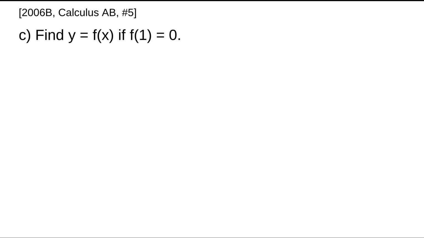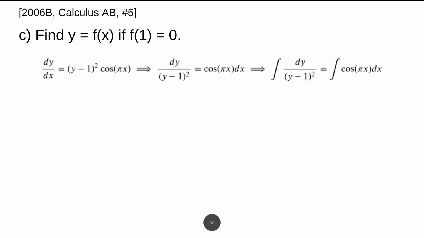In part C of this question, we are asked to find the particular solution y equals f of x using the initial condition that f of 1 is equal to 0. Using separation of variables here, as would be the expectation, dy dx equals (y minus 1) squared cosine pi x implies that dy over (y minus 1) squared is equal to cosine pi x dx. And then we just anti-differentiate both sides.